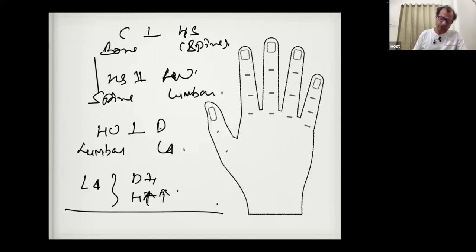In the lumbar 4 vertebra, we have to do dryness sedation and heat tonification. And the main action is dryness sedation. So we will use it as a controller. That's it. It's very simple.